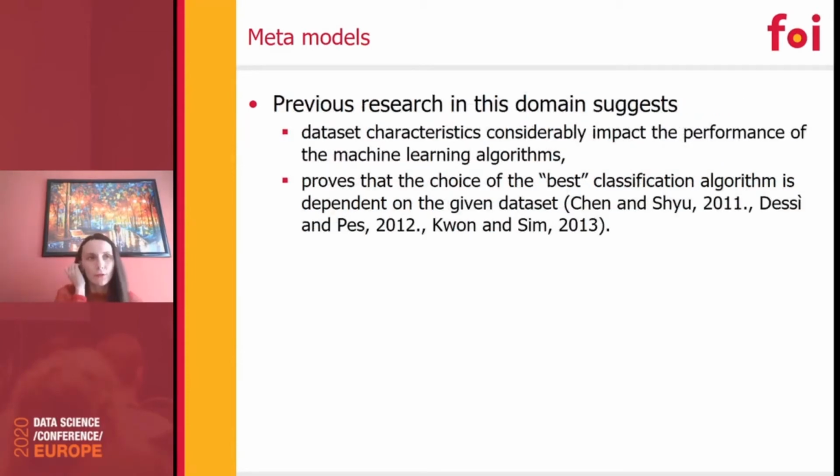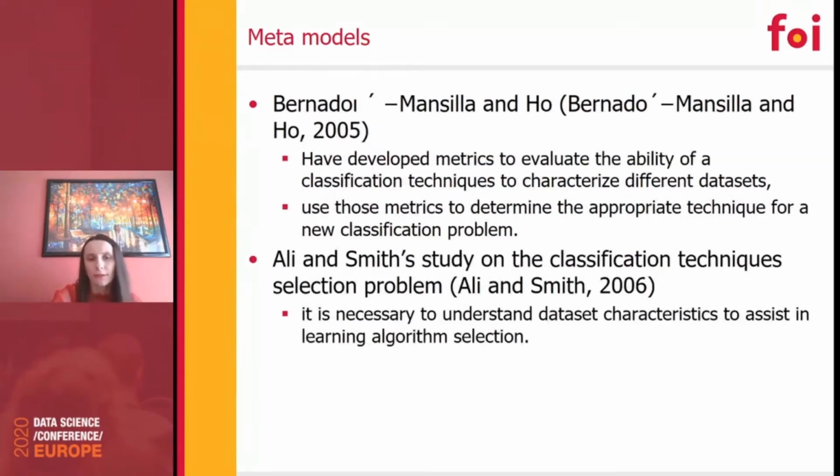As we saw in the previous research, data characteristics do really have an impact on the performance of machine learning algorithms. And here I have emphasized a few of the researchers who have developed some kind of metrics to evaluate the ability of machine learning algorithms to characterize different data sets. And they have used those metrics to find an appropriate technique for a new classification problem.